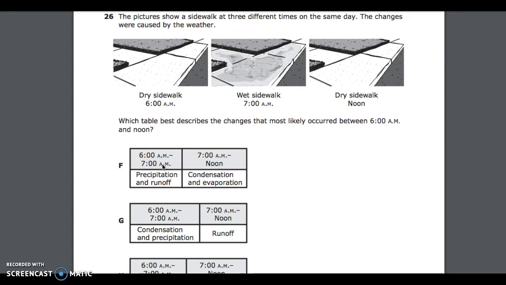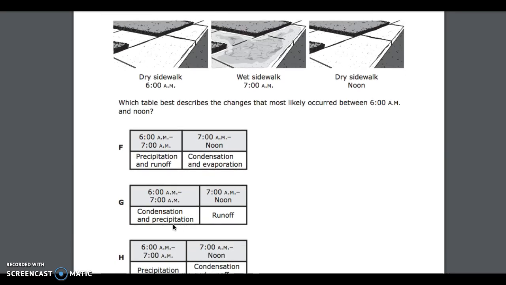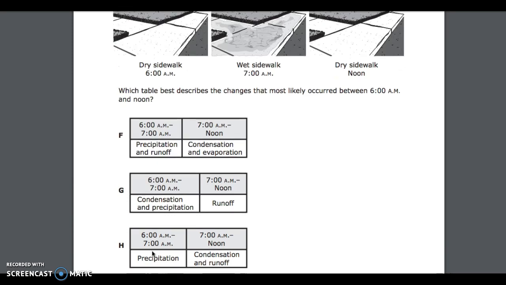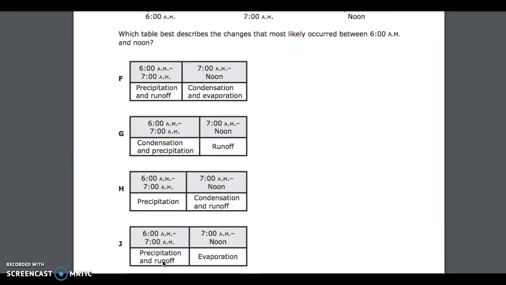and noon? 6 to 7 a.m., precipitation and runoff. 7 to noon, condensation and evaporation. 6 to 7 a.m., condensation and precipitation. 7 a.m. runoff. 7 a.m. to noon, runoff. 6 to 7 a.m. precipitation. 7 to noon, condensation and runoff. 6 to 7 a.m. precipitation and runoff. 7 a.m. to noon evaporation.